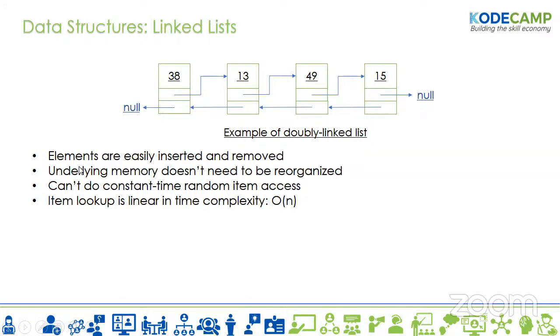So elements are easily inserted and removed as I showed you. Now, the underlying memory does not need to be reorganized, okay? You don't need to do a reassignment of memory locations like we saw in the array. So it doesn't need to be reorganized. And the challenge with the linked list, however, is that it cannot do constant time random item access, okay? You cannot do constant time random item access.